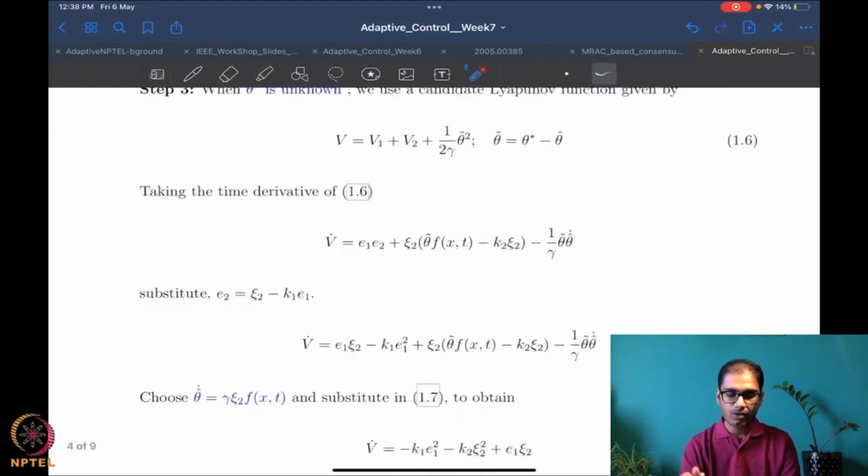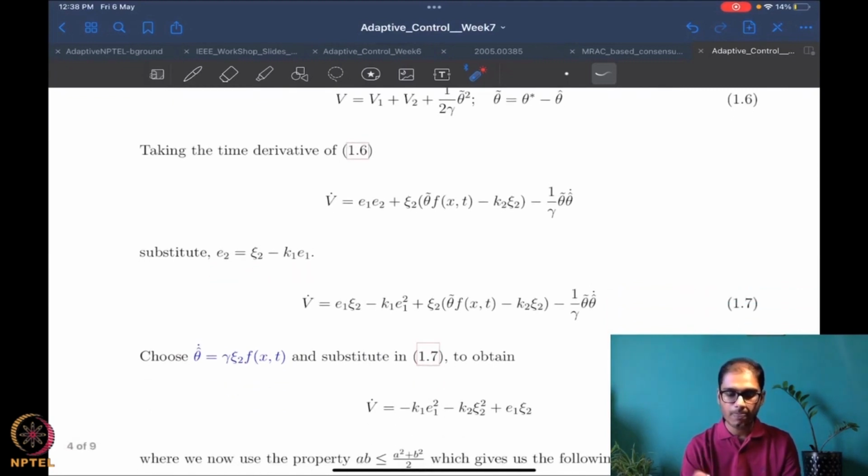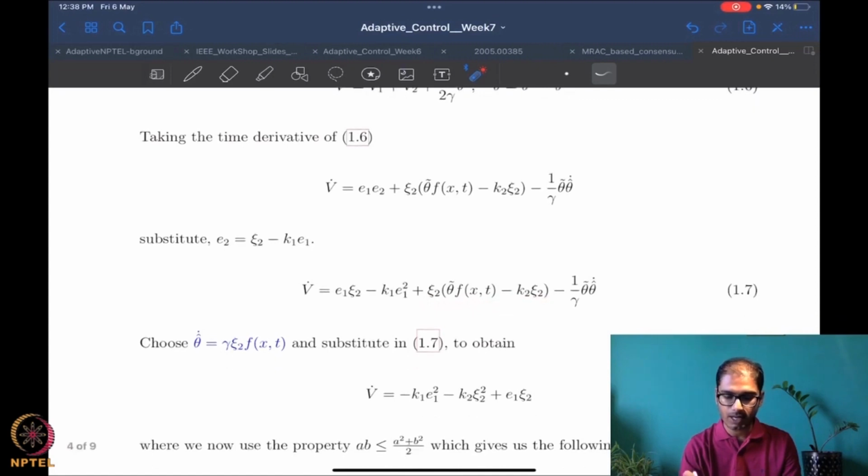All right. Now substituting for E2, again, this is something we did in the previous session also. We substitute for E2 because now the new variables are E1 and psi2, so E2 is not really a variable. We substitute for E2 in terms of psi2 and E1, and we get E1 psi2, which is the mixed term, and you get a minus k1 E1 squared and then minus k2 psi2 squared and so on and so forth. Now, if you notice, this term and this term contain theta tilde in them.